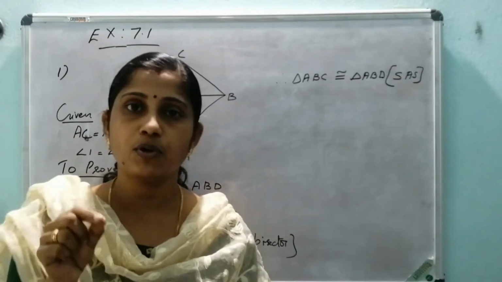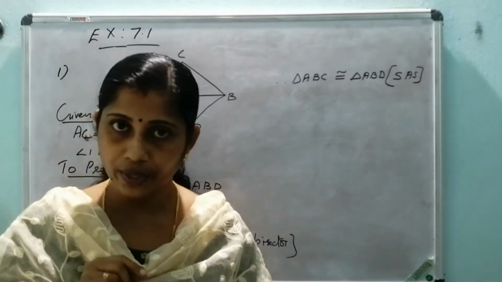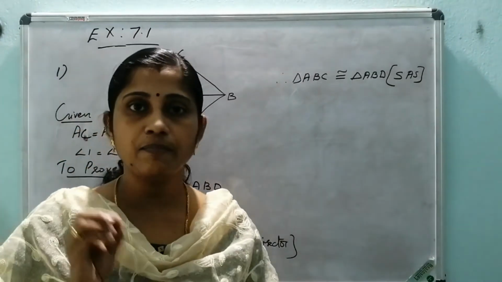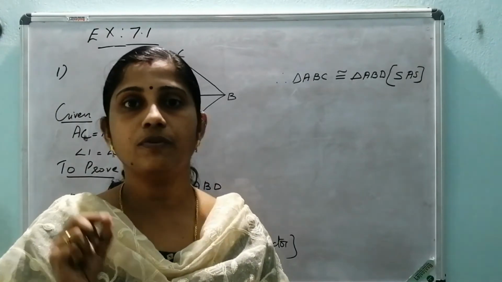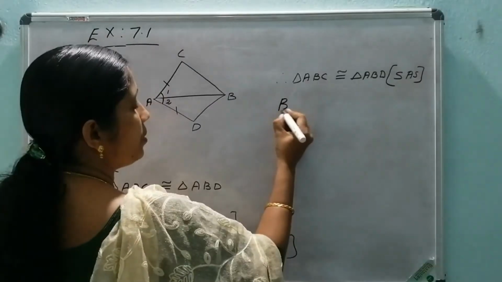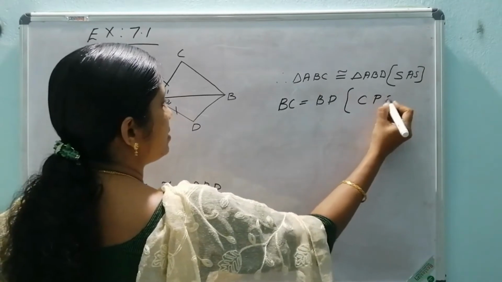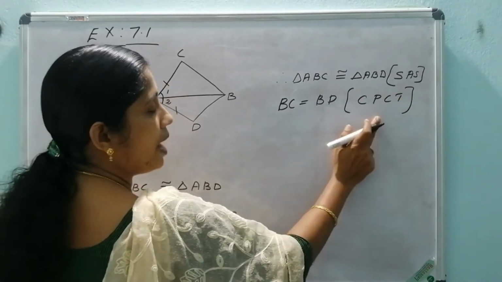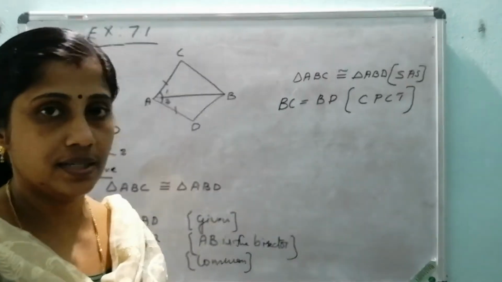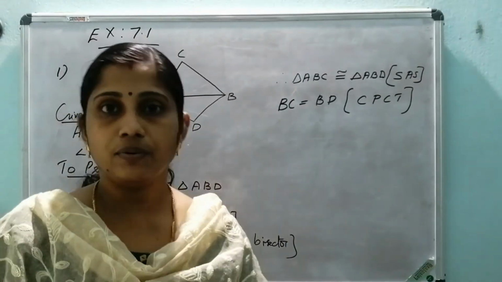What is CPCT? Corresponding parts of congruent triangles. If the two triangles are congruent, then their corresponding parts will be equal. In short form, we can write CPCT. So you can write BC is equal to BD. Reason: CPCT, that is corresponding parts of congruent triangles. Corresponding parts of congruent triangles are equal. Therefore, BC is equal to BD. That's the first question. Then we can move on to the second question.